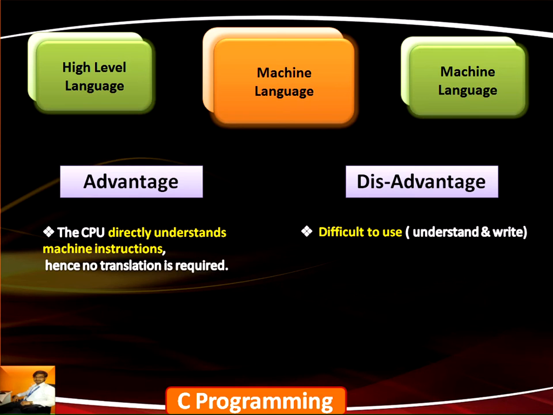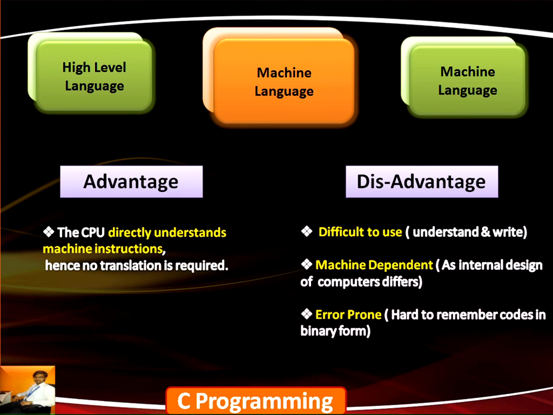They are difficult to use, that is, understanding things and writing programming codes in zeros and ones is much more difficult for anyone. And also the internal design of one computer differs from another computer, like Mac computers work in a different manner and Solaris machines work in a different manner. So the instructions which we write are machine dependent, and also these are error prone.